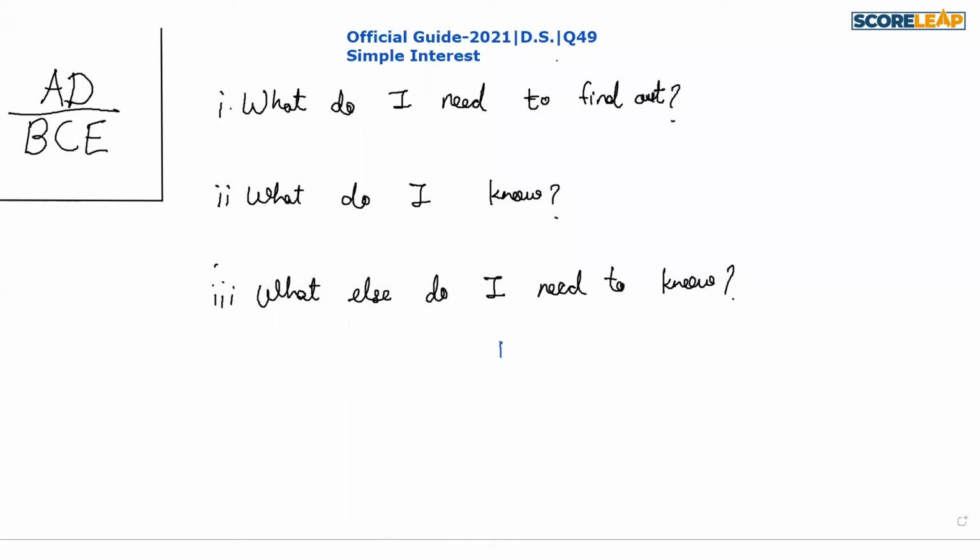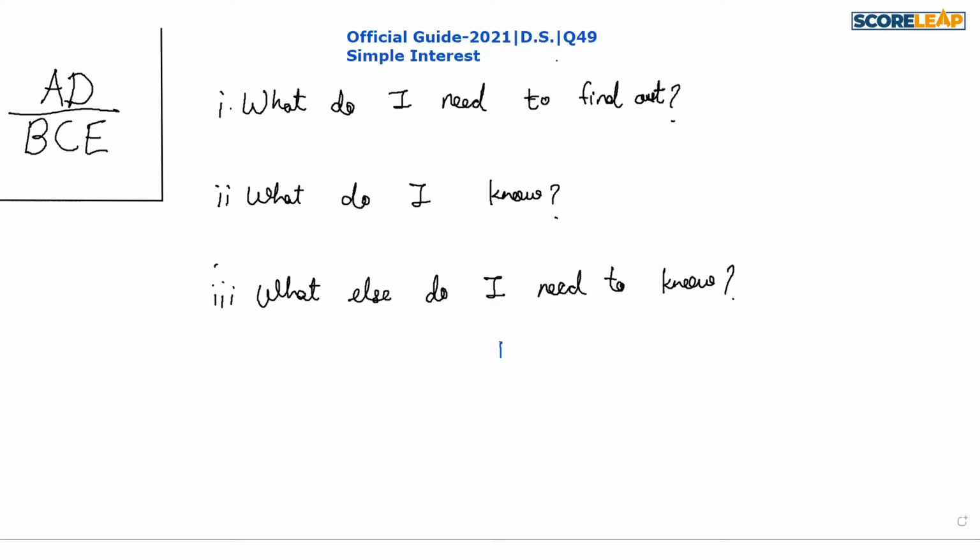Question 49. In this question, we are given that Robin invested a total of $12,000 into investments X and Y. We also know that the investments earned the same amount of simple annual interest. How many dollars did Robin invest in investment Y?